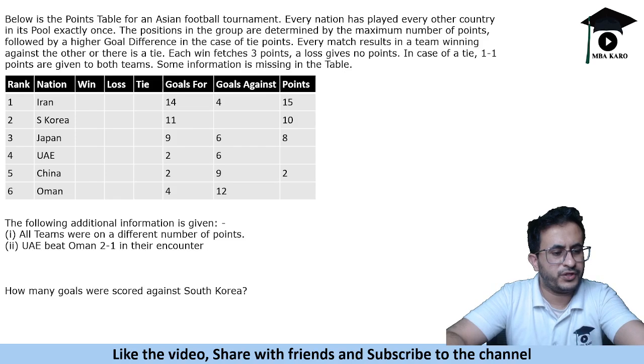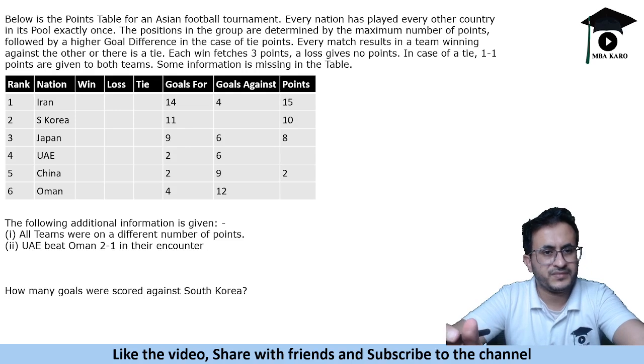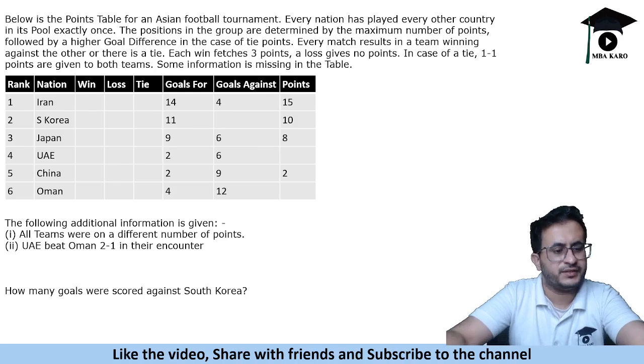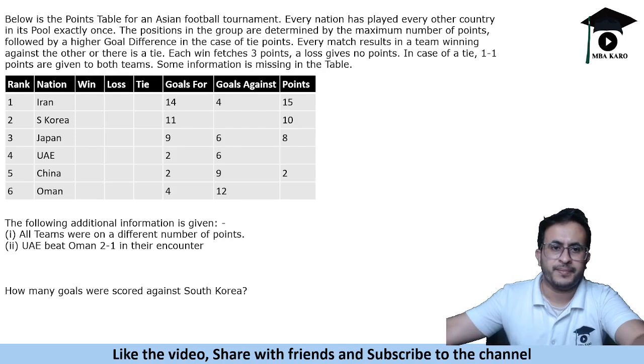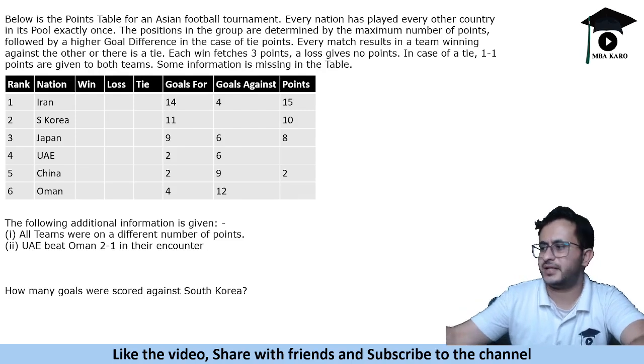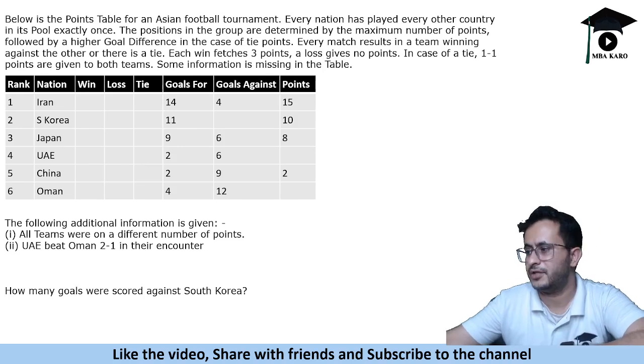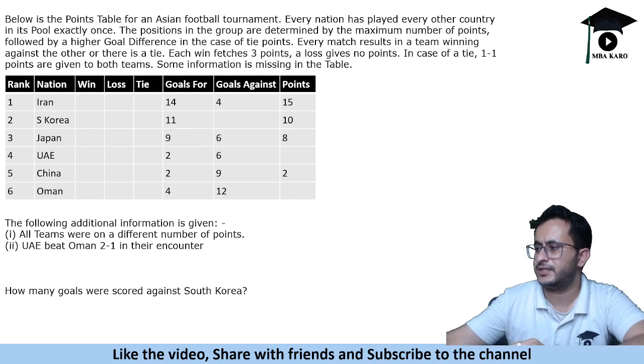I hope you enjoyed solving the set. Here's the next one. It talks about the point table of a football tournament, and you are given that every nation played every other nation exactly once. The positions are determined by the maximum number of points, followed by higher goal difference in case of tied points. So that is the condition given to us here, and we need to find the score lines of these games.